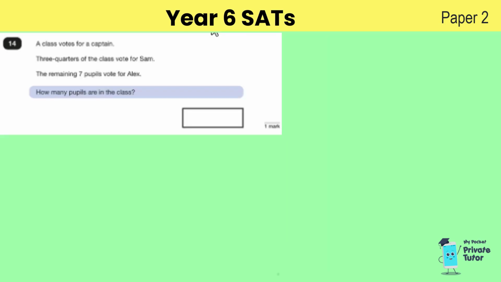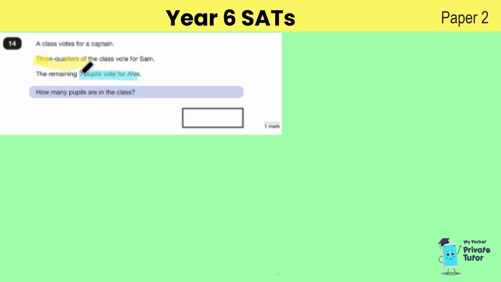Question 14. A class votes for a captain. 3/4 of the class vote for Sam. I'm going to highlight here, and the remaining 7 pupils vote for Alex. Now, how many pupils are in the class?